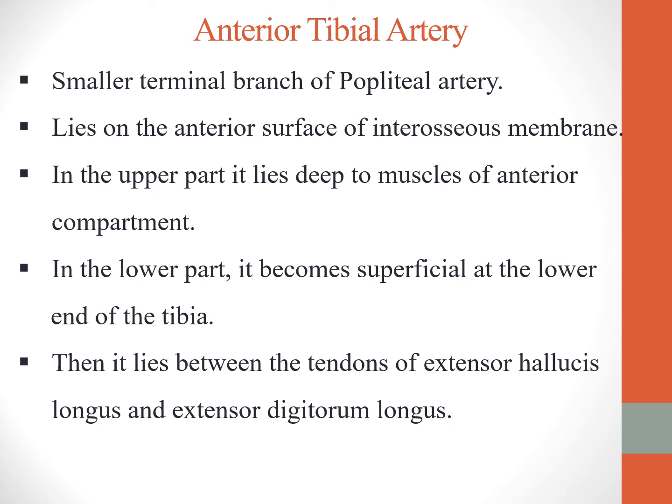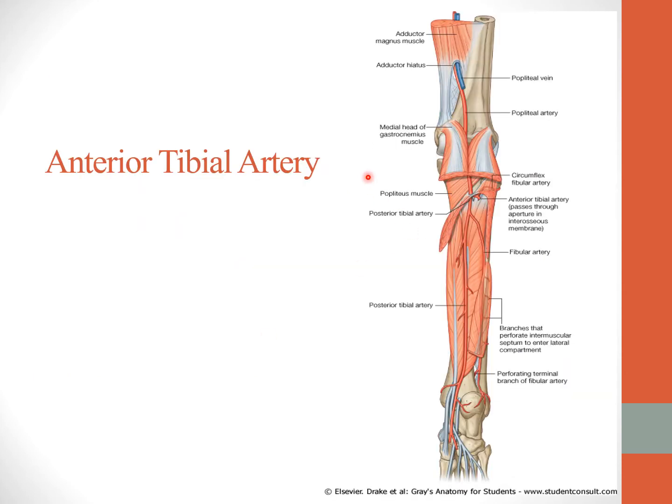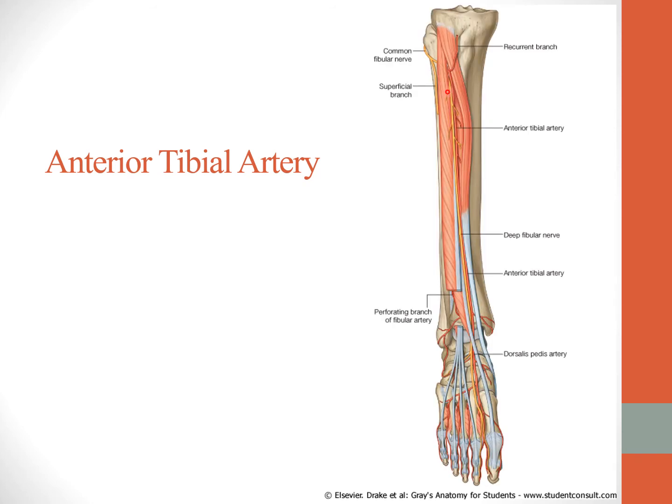So here you can see the popliteal artery, which is descending downward over here, and then it divides into anterior tibial and posterior tibial. What we are looking at here is the posterior tibial, and this is the anterior. If you can see, the anterior tibial is just entering into the anterior compartment. From this junction between the tibia and fibula, in the interosseous membrane, there is an opening. Through this, the anterior tibial artery descends downward and lies below the anterior compartment muscles.